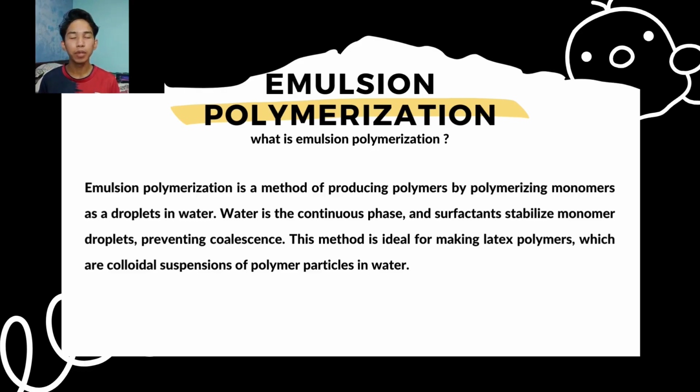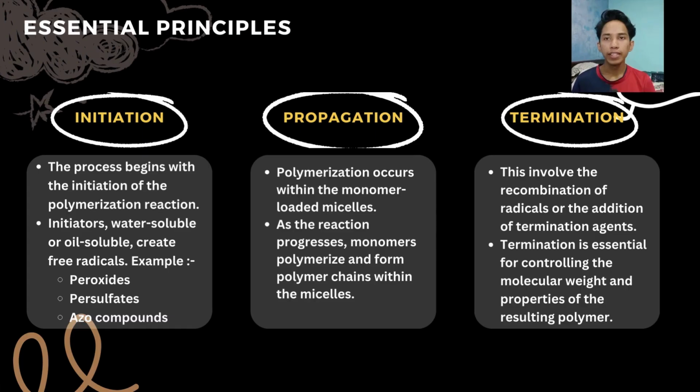Now, emulsion polymerization makes polymer by combining monomers in droplets in water. Water is the main part, and surfactant prevents droplets from coming together. It's great for making latex polymer, which are tiny polymer particles in water. The essential principles and factors involved in emulsion polymerization are in the following steps.